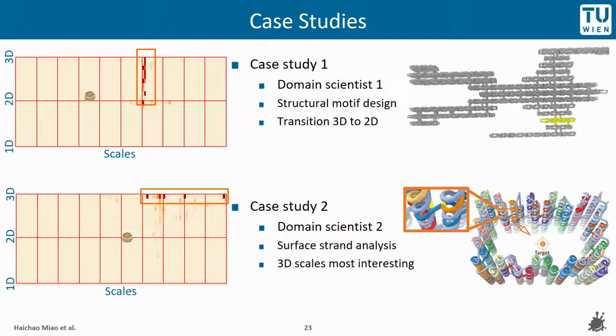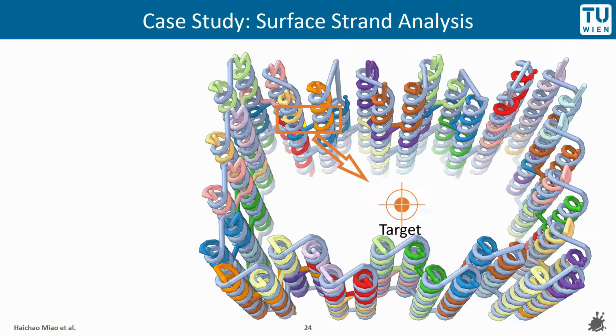Another case study that I want to show you in a little more detail was done by another domain scientist. For her, it was really important to modify certain DNA structures, to connect them to other structures in the middle of these DNA structures. So for this, she needs to analyze the surface strands. Imagine we have this DNA cage, and in the center we have a target, and to this target, certain DNA strands should be prolongated.